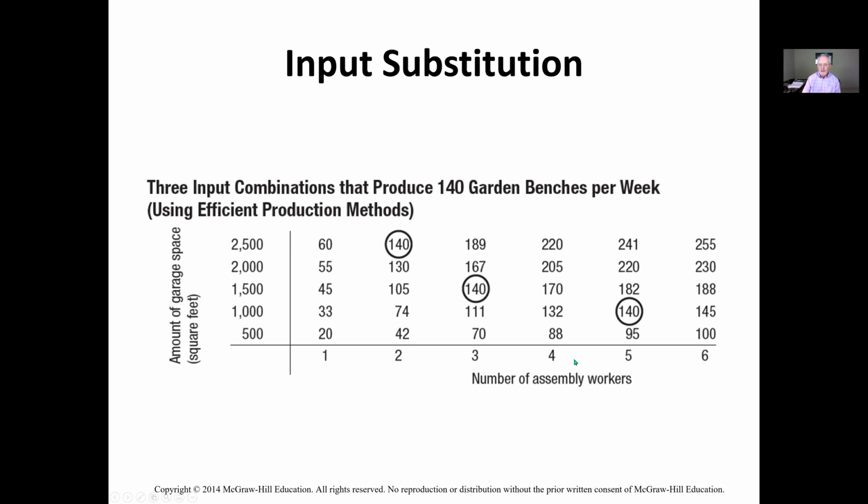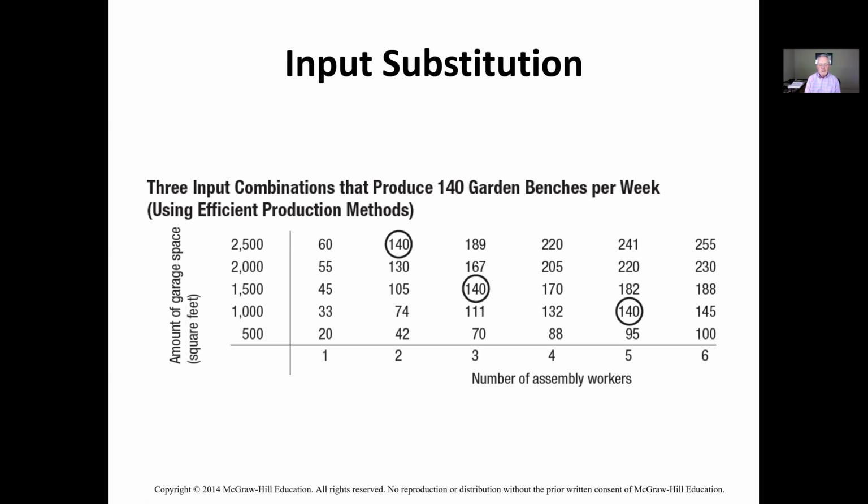This is our labor here along the horizontal, with the rows here, and the columns are different capital inputs. Now, we could also give up 1,000 square feet of garage space and add an additional assembly line worker. So we've substituted assembly line workers for garage space, and we've held output constant. So there's some substitution allowable there.